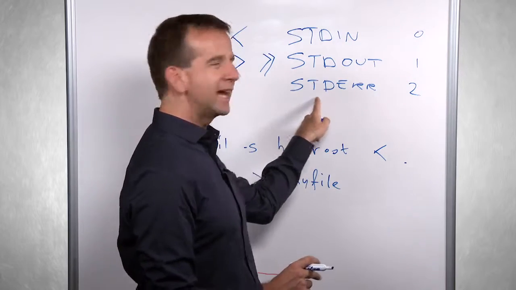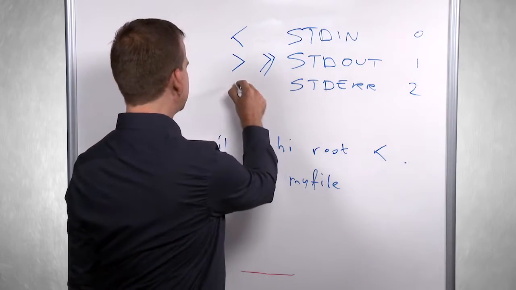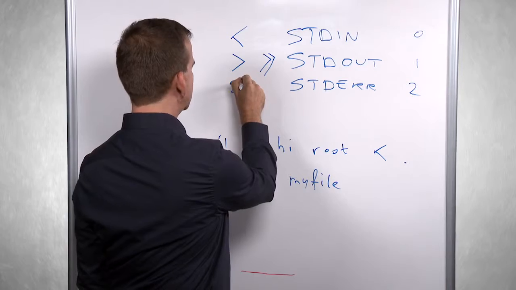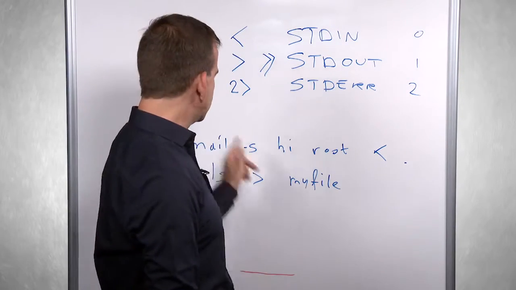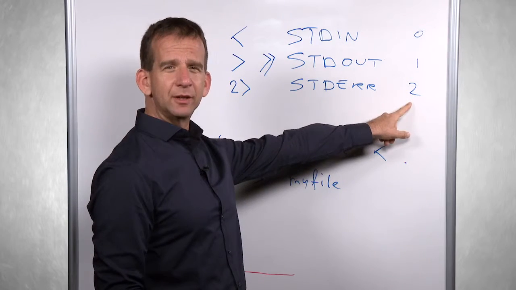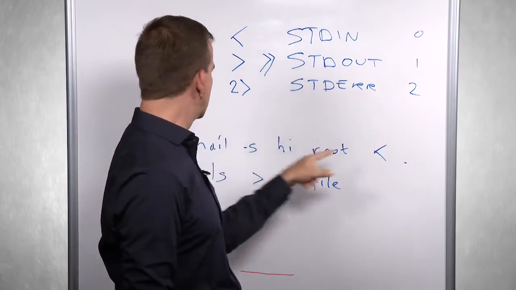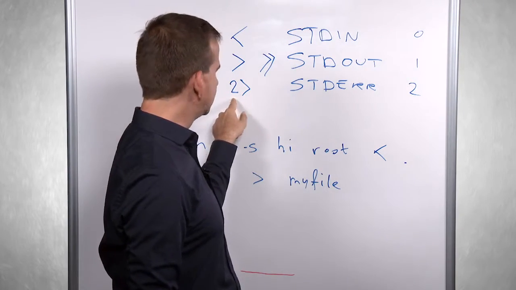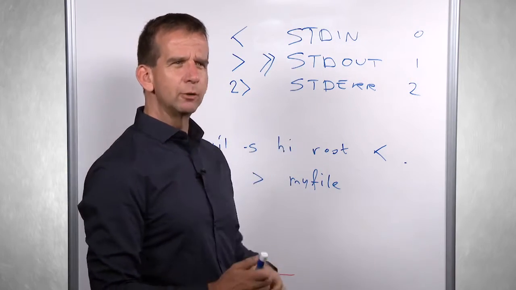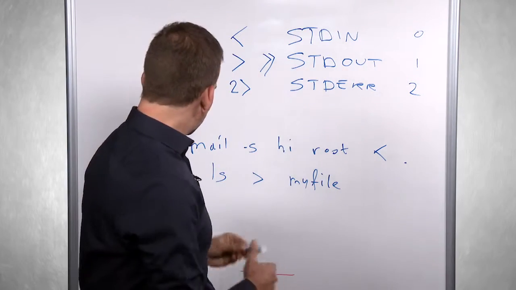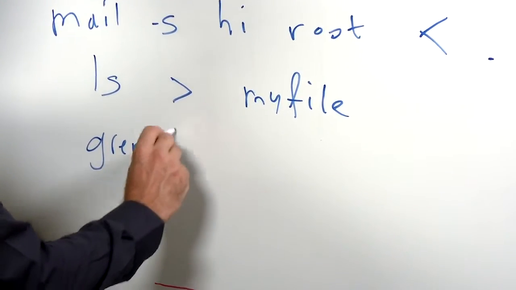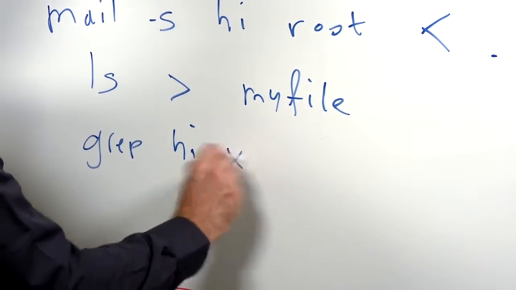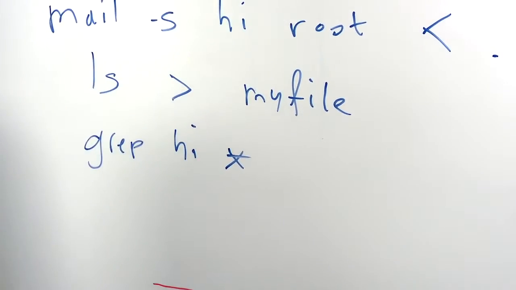And then we have standard error. If you want to redirect standard error, you would use 2 greater than. In case you're wondering why a 2, that is because it uses the standard file descriptor 2. So you want to redirect the file descriptor 2 to whatever kind of file you are using. For example, you do grep hi on star, or whatever you want to do.